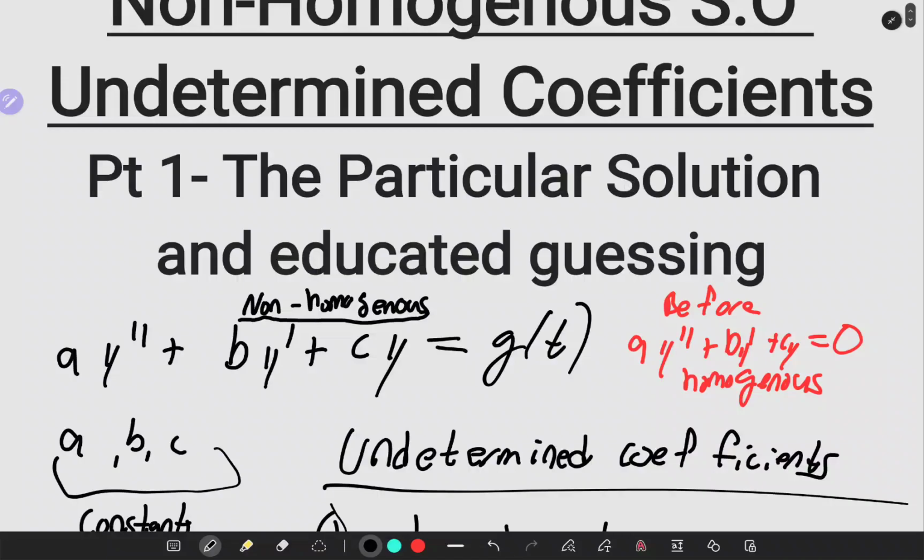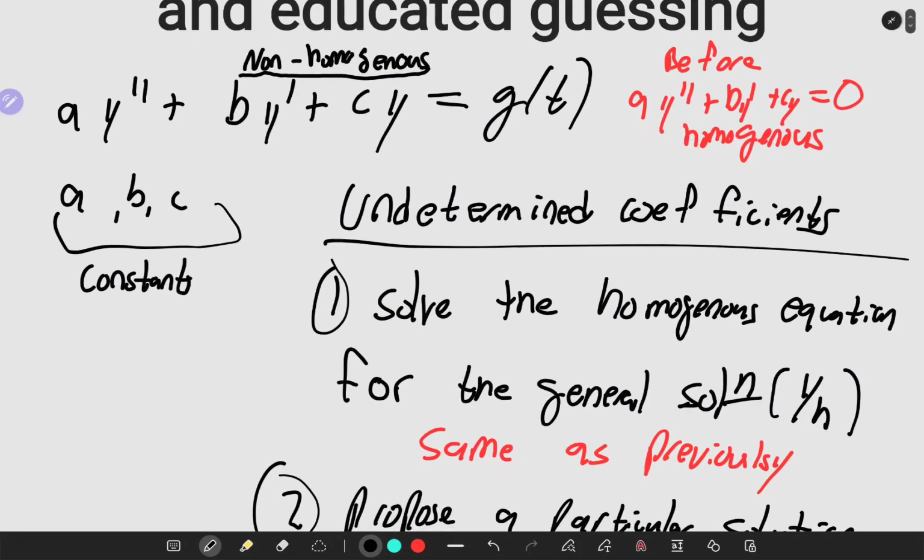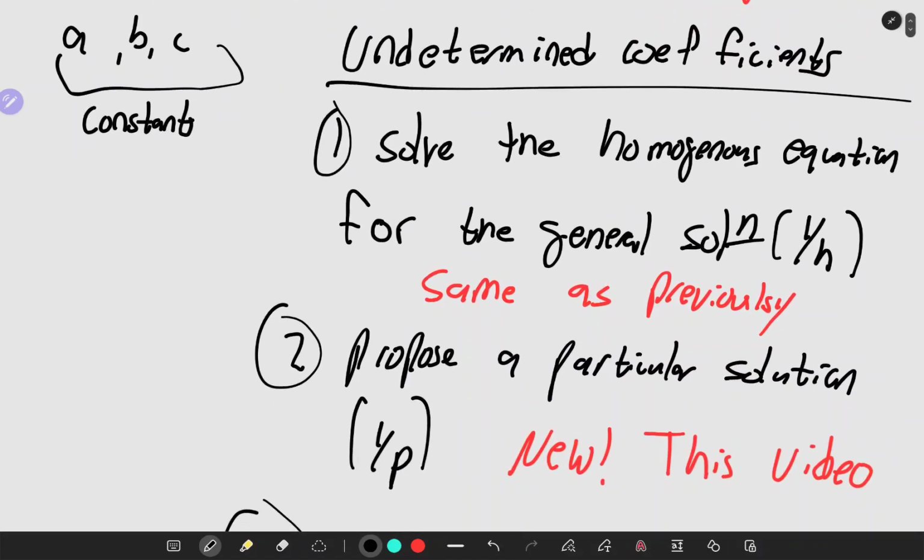So now, for the method of undetermined coefficients, the first step is to solve the homogeneous equation for the general solution, otherwise called y sub h. This step is the same thing that we've been doing all throughout second-order homogeneous differential equations. We're going to use all the same methods, except now we're going to call our general solution y sub h. And then the second step is we're going to propose a particular solution called y sub p.